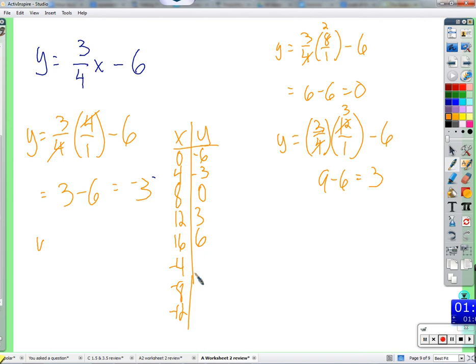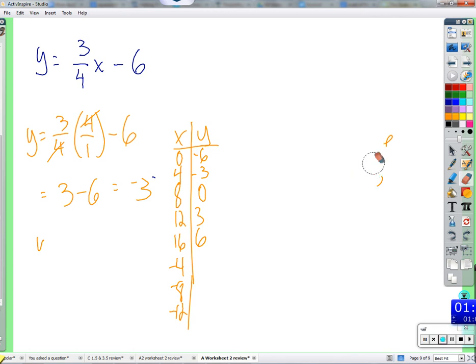Oh. Wait, so then it's going to be positive. Hold on. It should be negative 9. Negative 9, yeah, negative 9, then negative 12, and then negative 15.